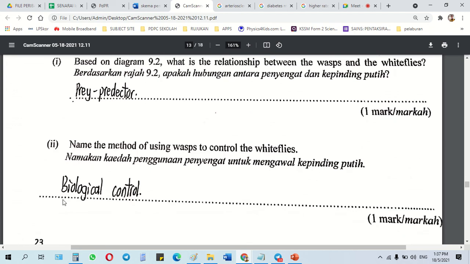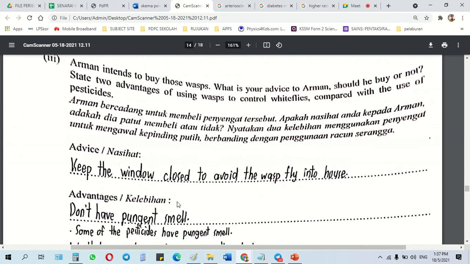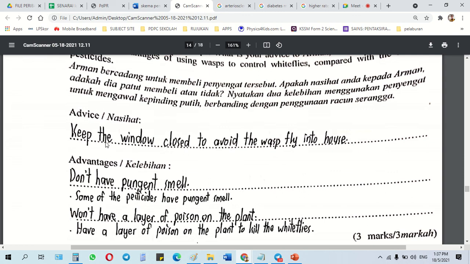Okay, name the methods. Of course, biological control. Ini pun saya rasa tak ada masalah lah, senang. Kalau prey predator, of course, itu adalah kaedah dia. Method dia adalah biological control. And then what's next? Okay, so Arman intends to buy those wasps. What is your advice to Arman? Should he buy or not? Okay, and then you must state the 2 advantages of using wasps to control whiteflies compared with the use of pesticide. So the advice, keep the window closed to avoid the wasp fly into house.